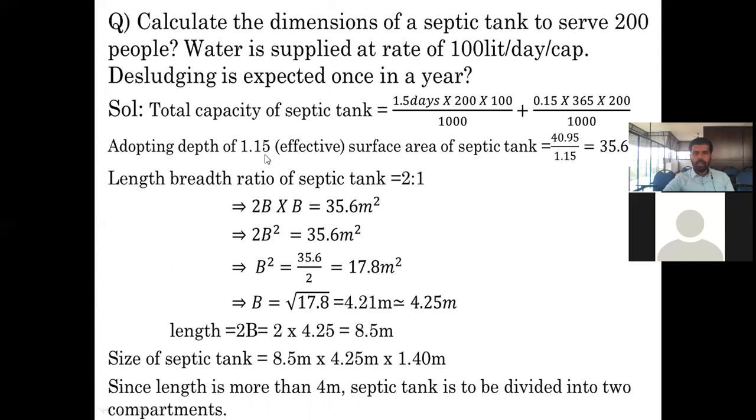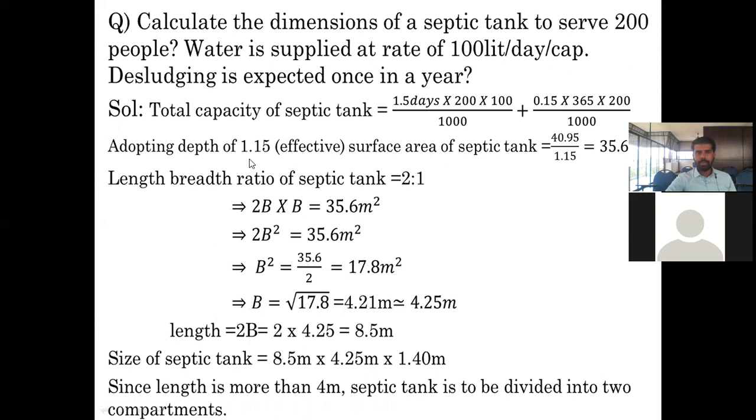Adopting a depth of 1.15 effective surface area of septic tank, it will be how much? The answer will be how much? You are calculating this, what will be the capacity you will be getting? Let's see. I think it will be 40.95, correct? You will be getting 40.95. So 40.95 is the actual capacity.